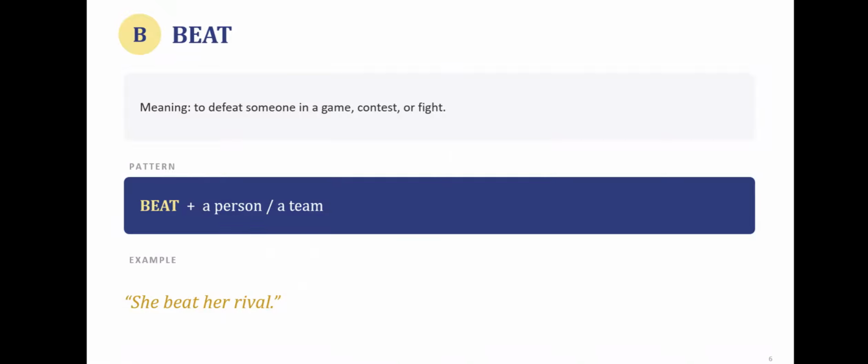Now let's flip to the other side, beat. Beat means to defeat someone in a game, a contest, or a fight. The pattern here is beat plus a person or a team. For example, "She beat her rival." Here, her rival is a person, not an event. That's exactly why we use beat and not win.